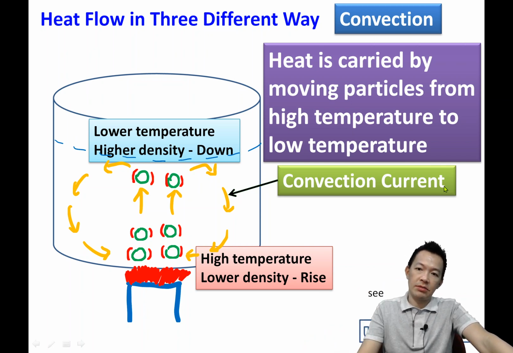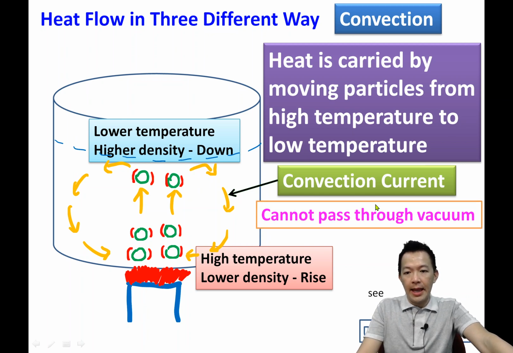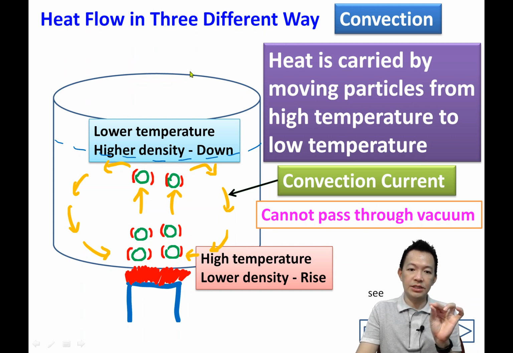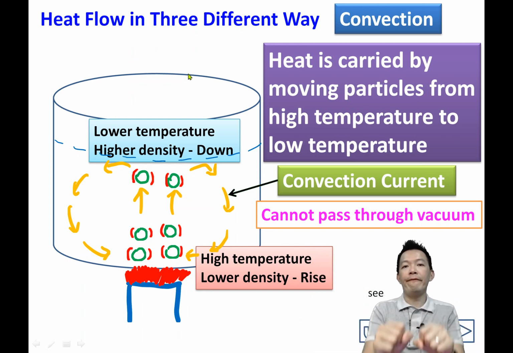它在哪里发生？它有什么东西要注意的呢？Number one, okay, cannot pass through vacuum. 它不能经过真空。Why? They need the particle to carry the heat. 它需要 particle 带热能，对不对？So it cannot pass through vacuum. 不能经过真空。And where is the process take place? 这种过程在哪里发生呢？The particle can move freely.